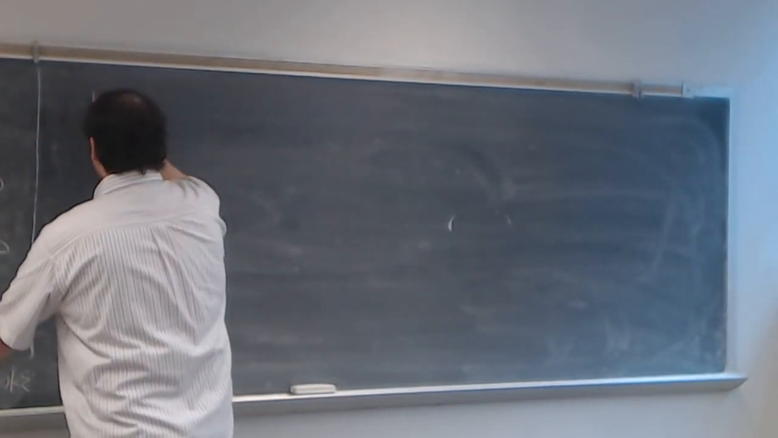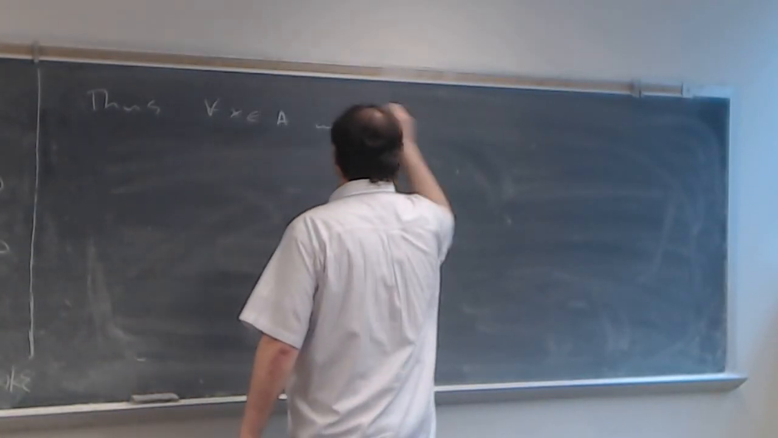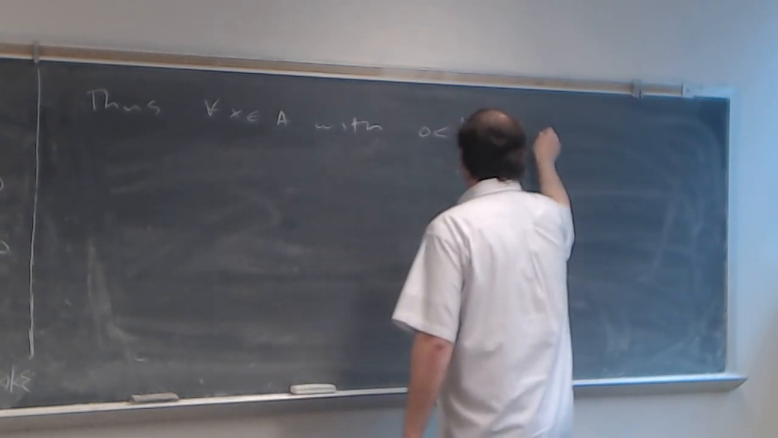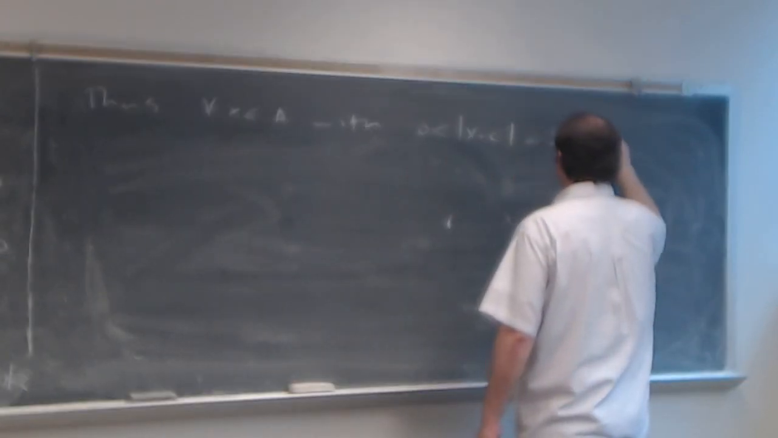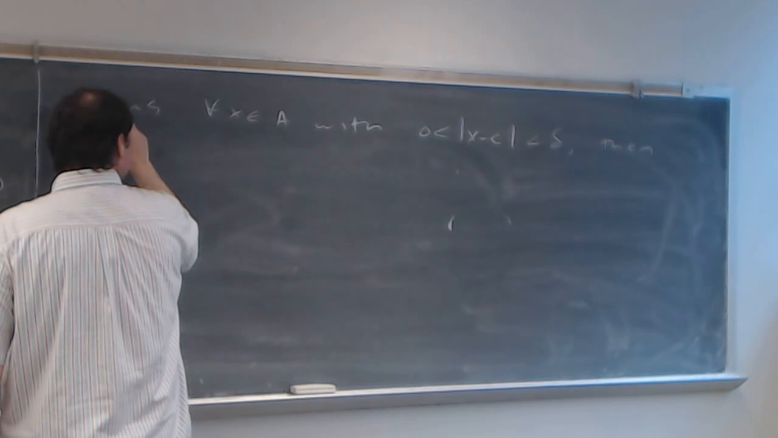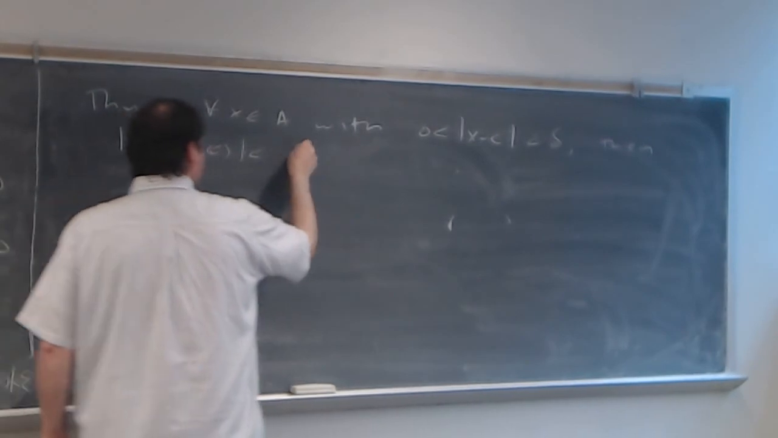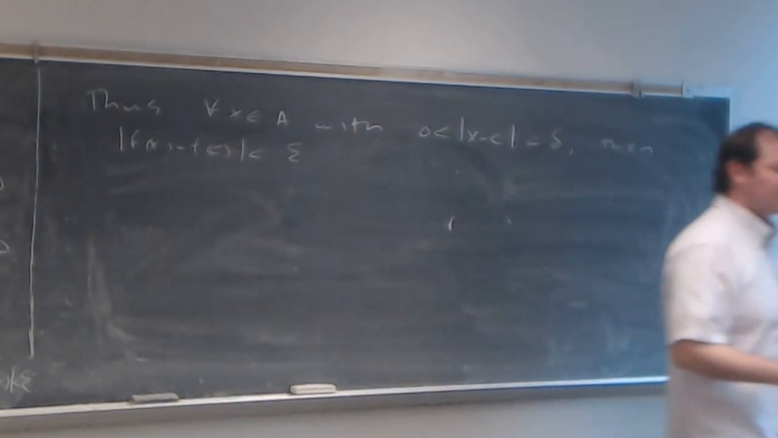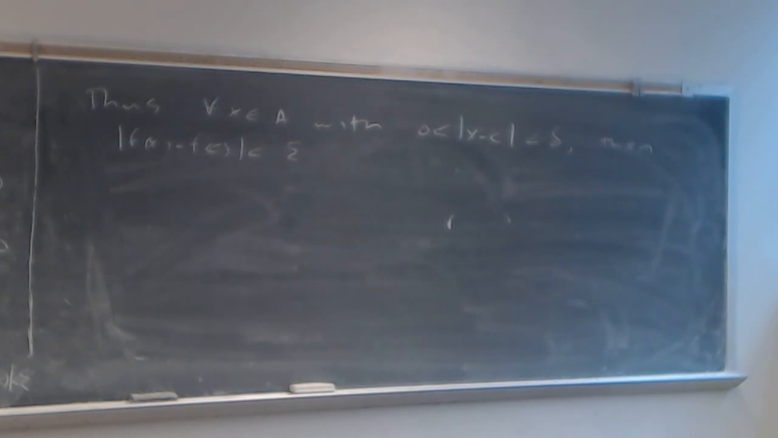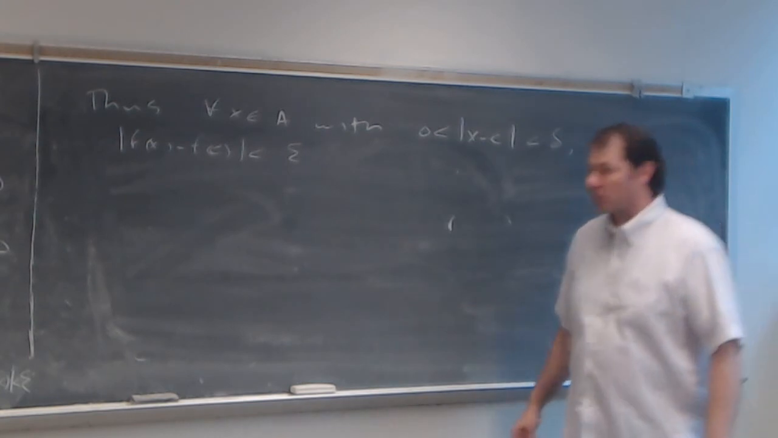Thus, for all x element of A with 0 less than the absolute value of x minus c less than delta, then the absolute value of f(x) minus f(c) is less than epsilon. What I had covered what I wanted. It was more than what I needed, because it included c. I didn't need c. So that's part of the proof. That's one direction. Then we've got to go backwards.